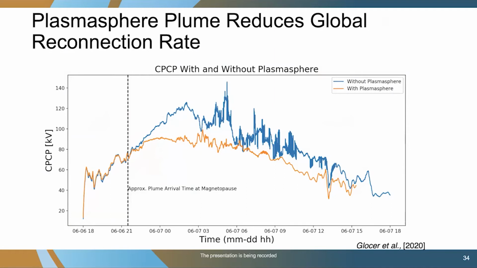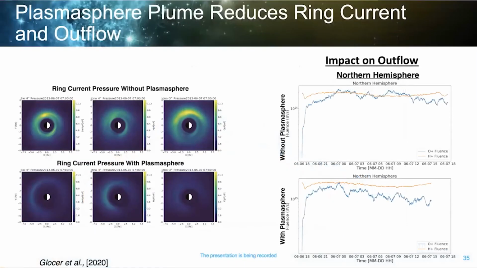Now, one of the interesting things that you can get when using global models to study this is you can start looking at system level impacts. And so it turns out that when you include the plasmasphere and you reduce this reconnection rate, that's going to have large system-wide impact on other parts of the space environment.